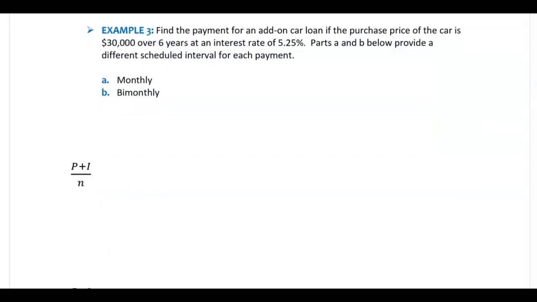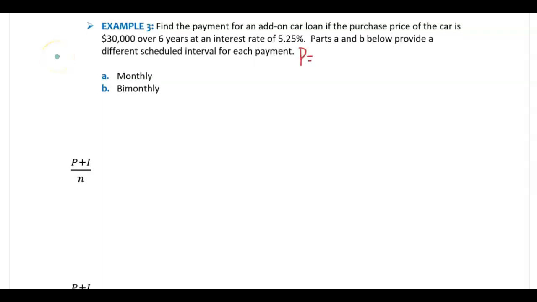Example 3. Find the payment for an add-on car loan if the purchase price of the car is $30,000 over 6 years at an interest rate of 5.25%. Parts A and B below provide a different scheduled interval for each payment. A, monthly, B, bi-monthly.